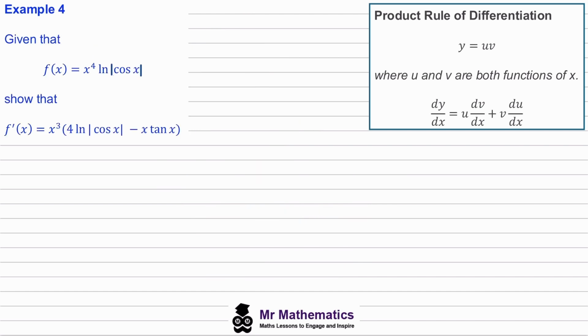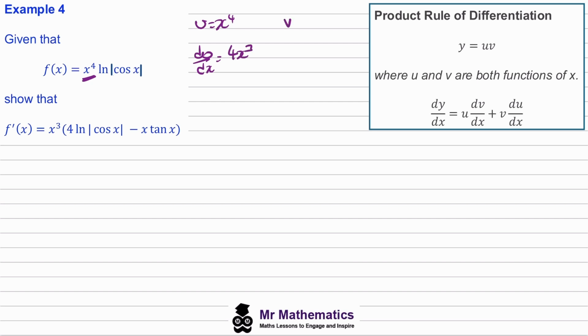In example 4, we're given that f of x is x to the 4 times the natural log of cos of x. We need to show that this is the derivative. Do you want to give this question a go yourself? Okay, so welcome back if you had a go. So if we let x to the 4 equal u, then du by dx will be 4x cubed.